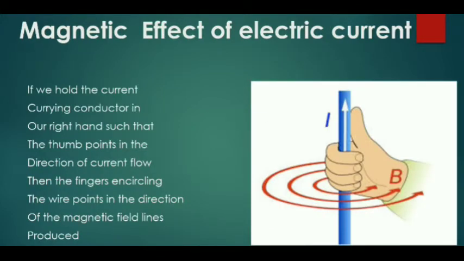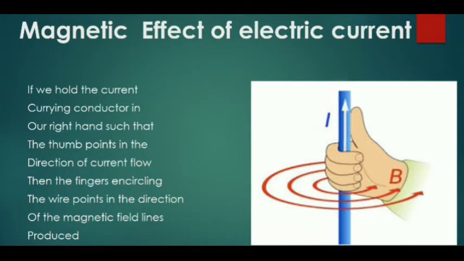Next, magnetic effect of electric current. See, this is one straight conductor. Around the conductor, what will be produced? Magnetic field is produced. And this is the direction of current, from downwards to upwards.